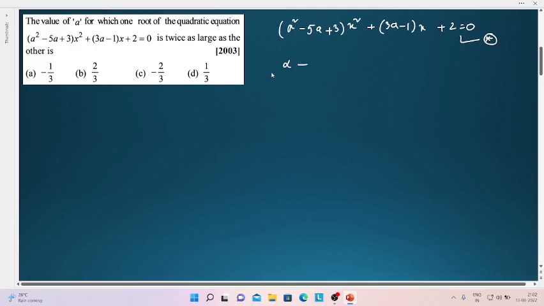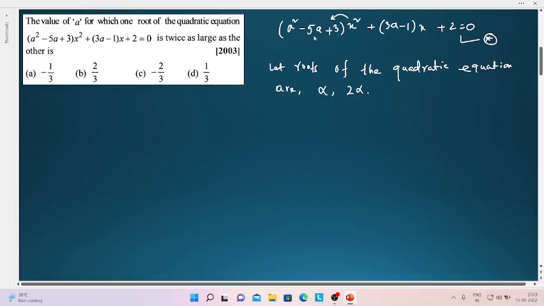So let the roots of the quadratic equation be alpha comma 2 alpha. Here you can see the coefficient of x square is a square minus 5a plus 3, the coefficient of x is 3a minus 1, and the constant term is 2, I mean the coefficient of x to the power 0.